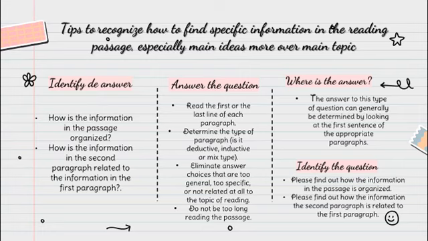Eliminate answer choices that are too general, too specific, or not related at all to the topic of the reading. Do not take too long reading the passage. Where is the answer? The answer to this type of question can generally be determined by looking at the first sentence of the appropriate paragraphs. Identify the question. Please find out how the information in the passage is organized. Please find out how the information in the second paragraph is related to the first paragraph.